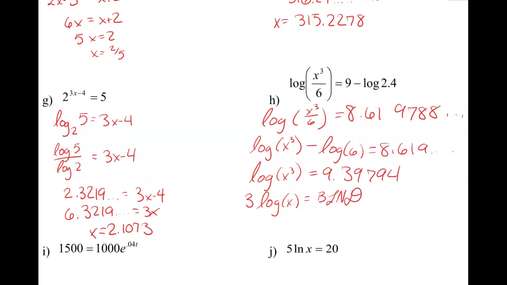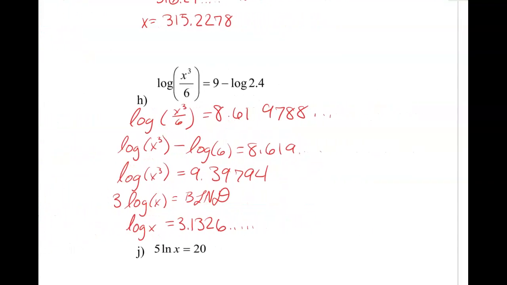And then I divide both sides by 3. I should get log of x is equal to 3.1326, and so on. I still need to figure out what x is, but now that I've got my log by itself, I can change this into being an exponential.